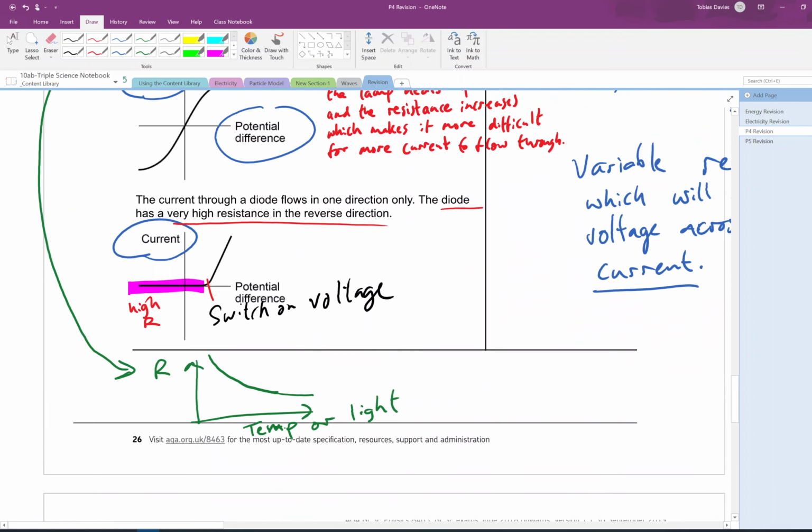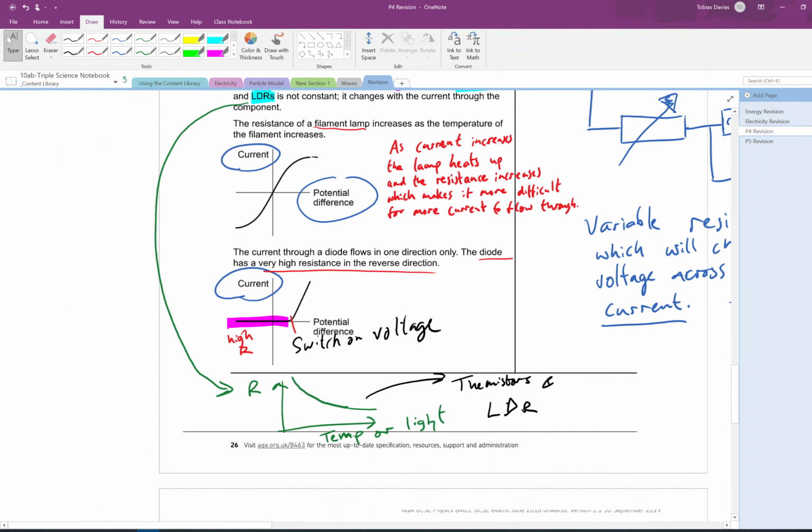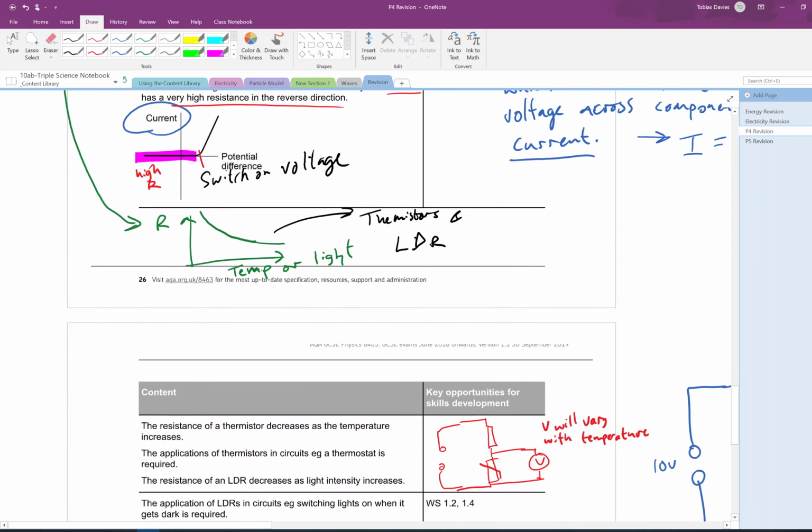Other components that you look at, okay, we look at thermistors, and we look at light-dependent resistors, LDRs. And as you increase the temperature, or as you increase the light intensity, the resistance of those falls. That's because they're made of something called semiconductor, which wants to conduct, but only if you give it a little bit of extra energy. That energy could be thermal energy, or it could be light energy. So with a little bit of extra energy, they conduct a little bit better.